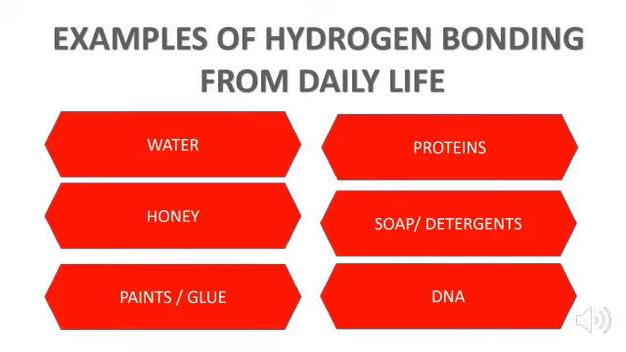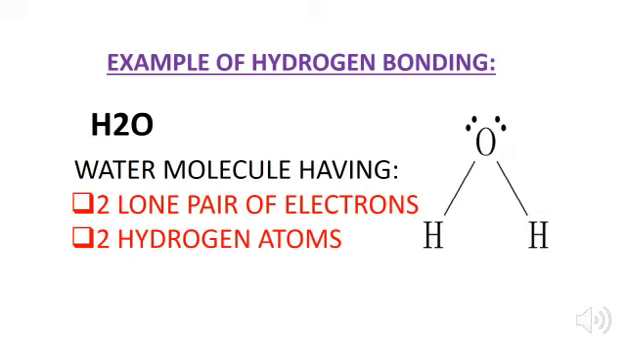So the examples of hydrogen bonding from our daily life are water as the most common example, honey, paints or glue, protein, soap and detergents that we are using, and DNA. Now let's discuss the hydrogen bonding in a water molecule. Now look at the structure of the water molecule. Here it has two lone pairs and two bond pairs of electrons.